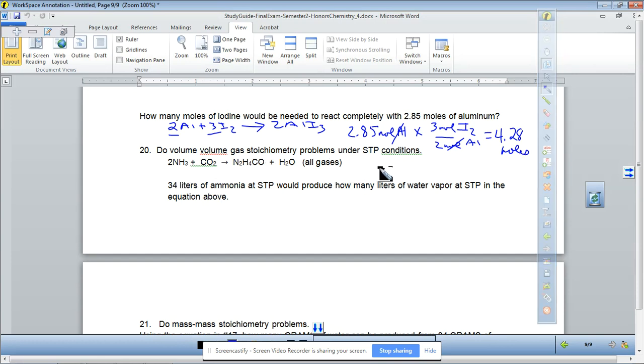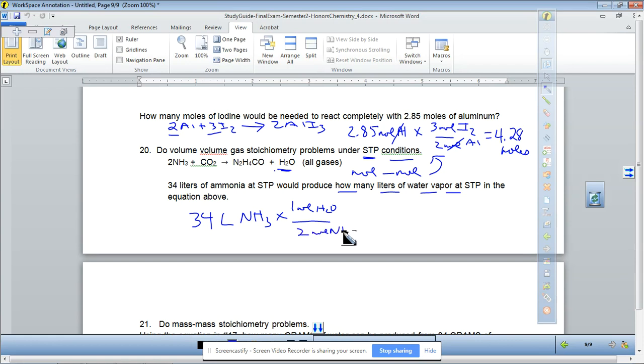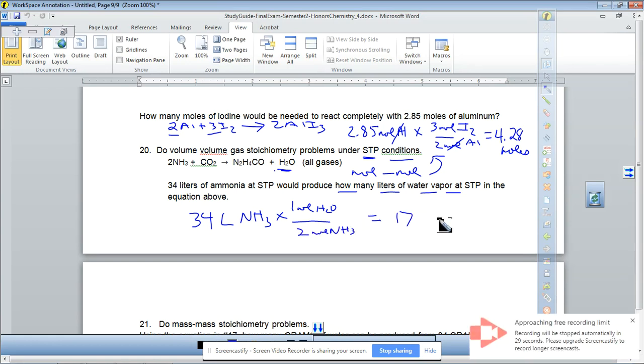Do volume gas stoichiometry problems. Remember, a volume gas stoichiometry problem under STP conditions works just like a mole problem. So you should be able to work this one just like you work this one. So 34 liters of ammonia multiplied by, it says, would produce how many liters of water vapor. So the water vapor here is in a 1 to 2 ratio with the ammonia. So half of that would be 17 liters of H2O.